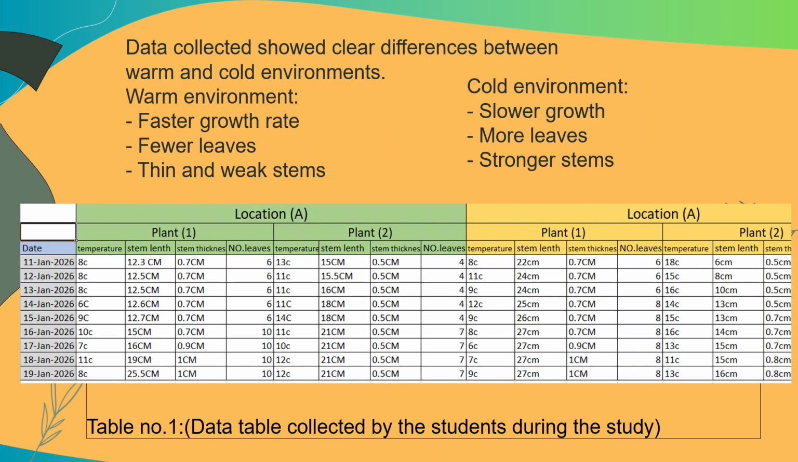The results showed clear differences. In warm environments, plants grew faster but had fewer leaves and weaker stems. In colder environments, growth was slower but plants had more leaves and stronger stems.